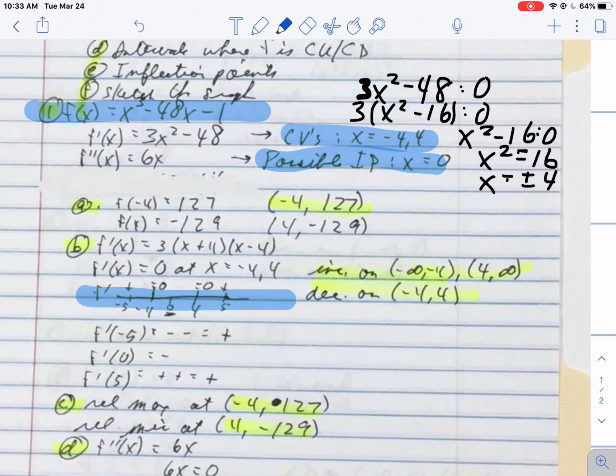And again, that's exactly what we did back in section 3.1, so that's not new. Going forward, though, parts D and E deal with the concavity and the inflection point, so that's our second derivative.